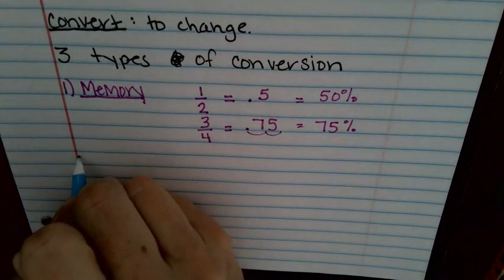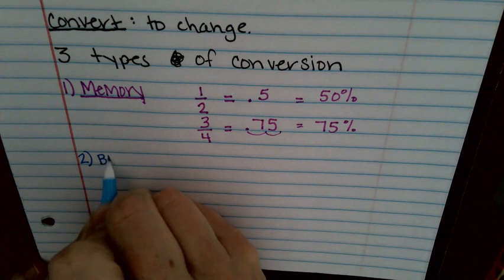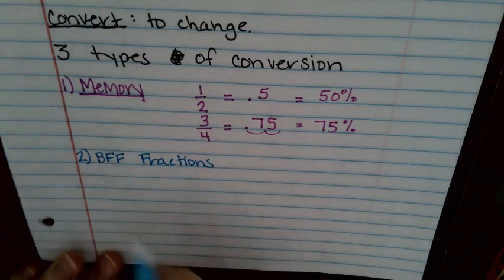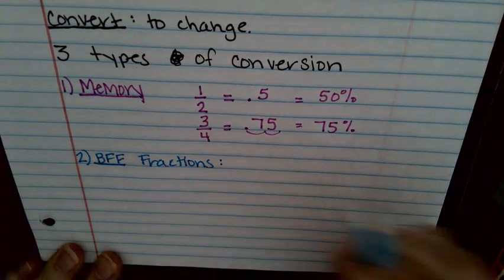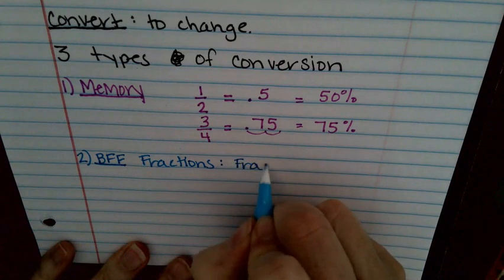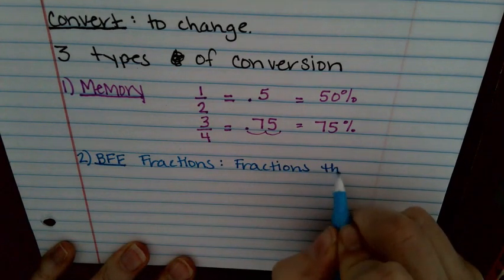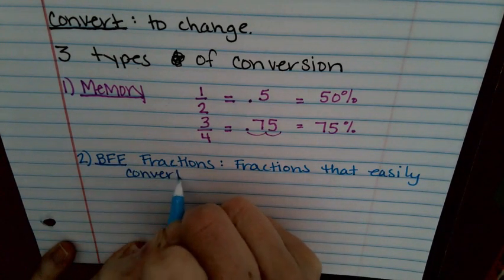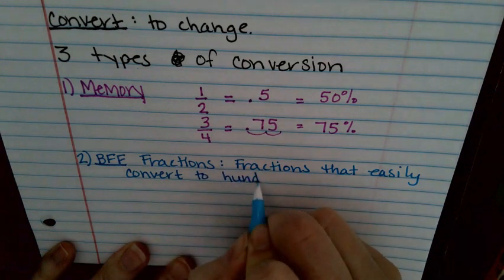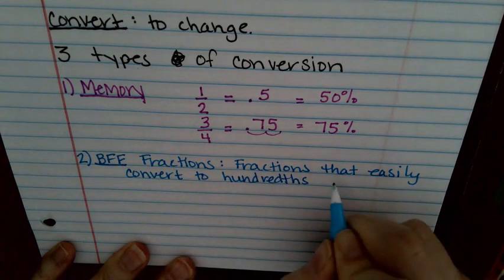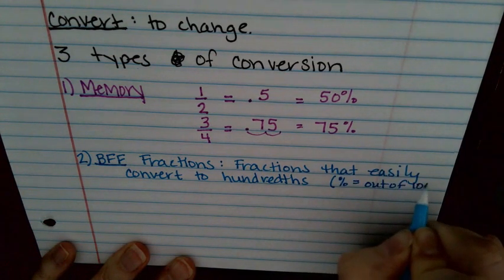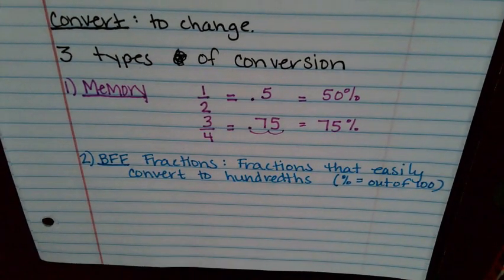The second strategy I have, these are called BFF fractions. Okay, and I'm going to explain BFF fractions. So BFF, okay, these are fractions that easily convert to hundredths. Okay, and why? Because percent equals out of 100. So BFF fractions are fractions that easily convert to hundredths.